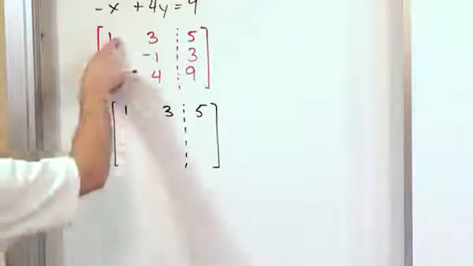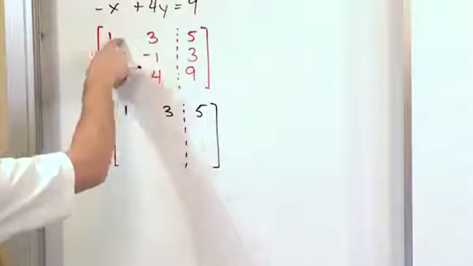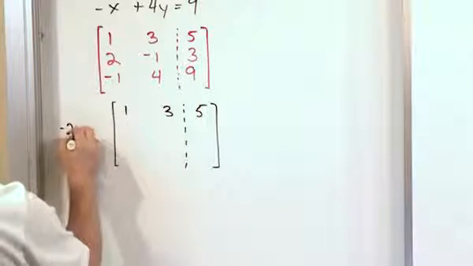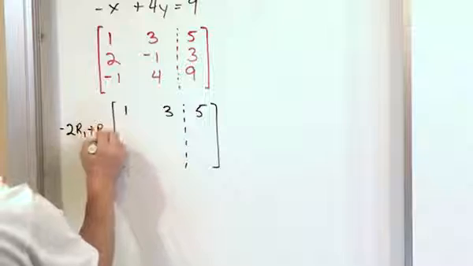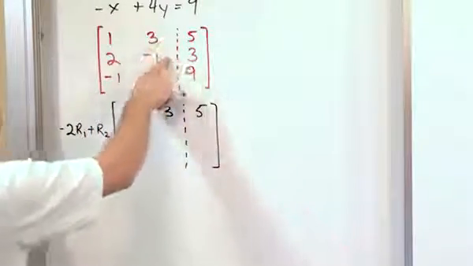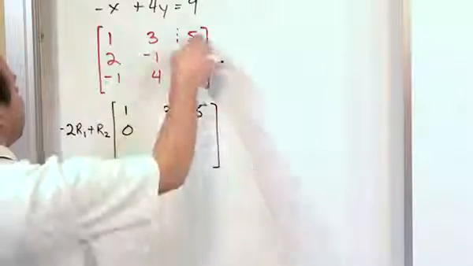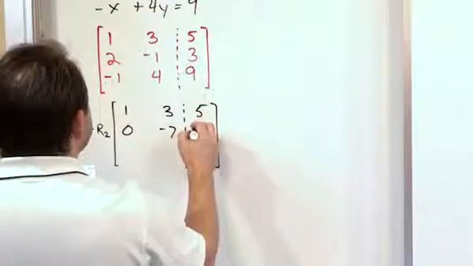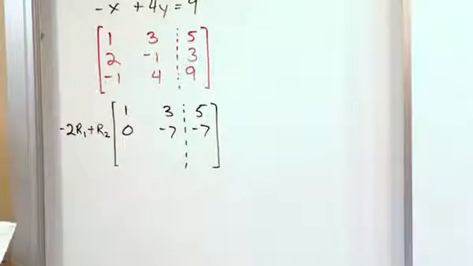And on the second line, I'll multiply by negative 2. I'll multiply this line by negative 2, and I'll add it to here. So it would be negative 2 times row 1 plus row 2. When I do it here, I get a 0. Negative 2 times 3 is negative 6, plus this is negative 7. Negative 2 times this would be negative 10, plus this would be also negative 7. So that's what we get in the second row there.